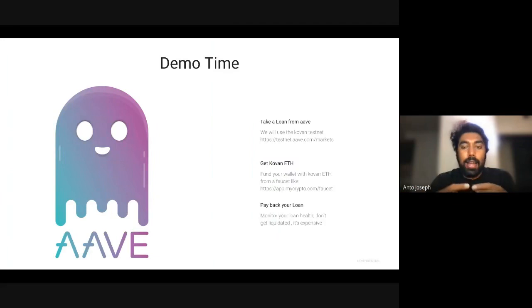So let's look at how we can take a loan from Aave using your browser and a wallet. To do that, you need some collateral, and we can use test ether that you can get from a faucet, as noted here in the slides. And then we can use the testnet Aave, which is the loan provider, to test our understanding, right? So let's get into it.